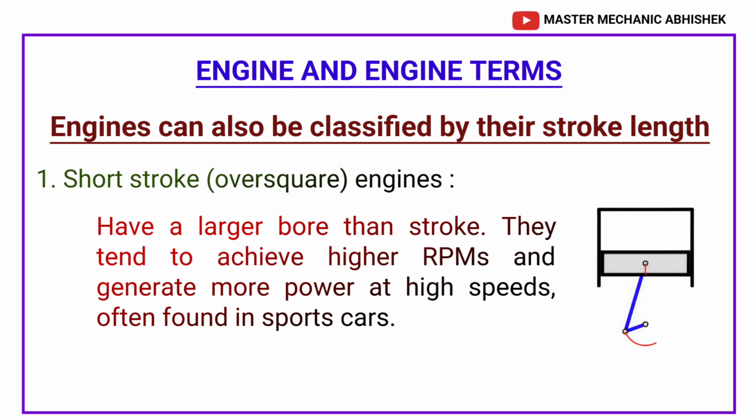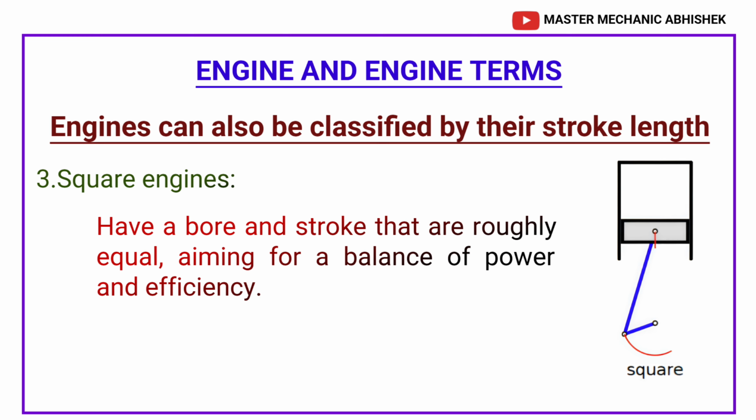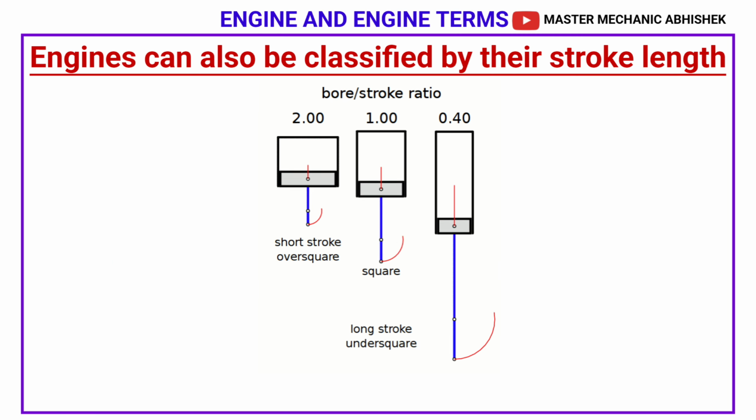Short stroke over-square engines have a larger bore than stroke. They tend to achieve higher RPMs and generate more power at high speeds, often found in sports cars. Long stroke under-square engines have a longer stroke than bore. They generally offer better fuel efficiency and produce more torque at lower RPMs, common in economy cars and trucks. Square engines have a bore and stroke that are roughly equal, aiming for a balance of power and efficiency. Now observe how stroke length works.